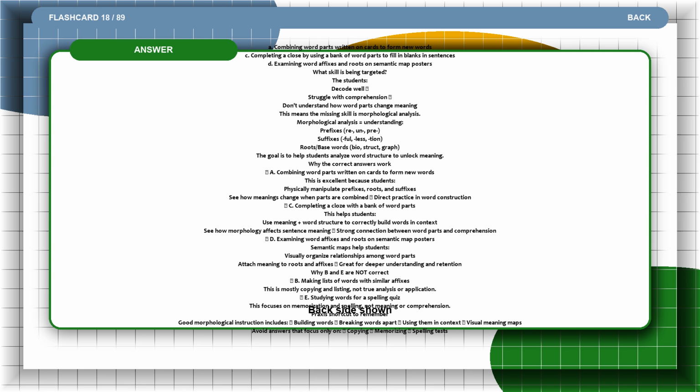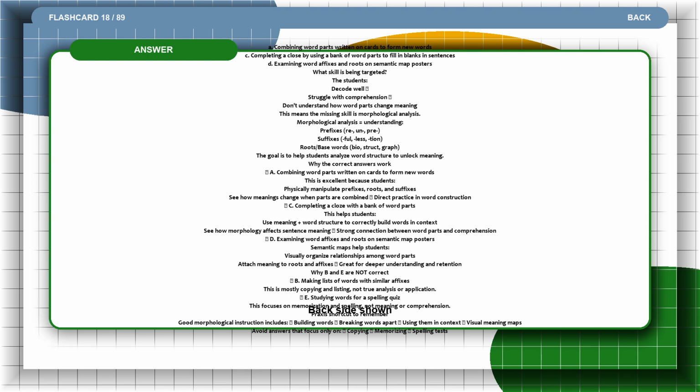B and E are not correct. B. Making lists of words with similar affixes. This is mostly copying and listing, not true analysis or application. E. Studying words for a spelling quiz. This focuses on memorization and spelling, not meaning or comprehension.